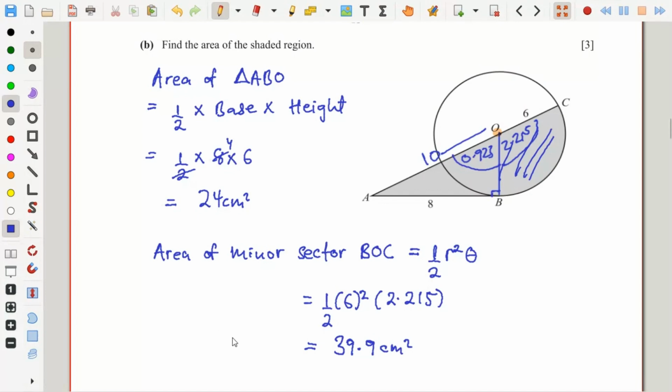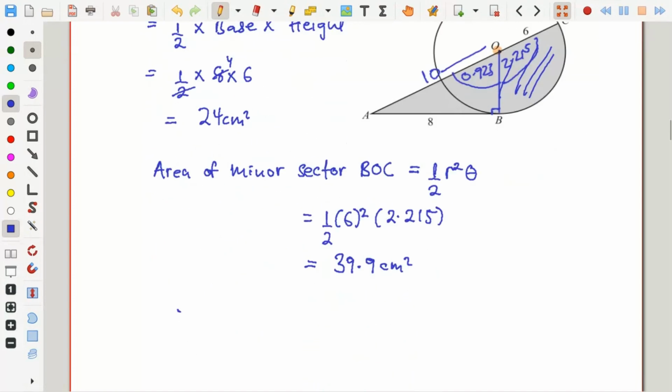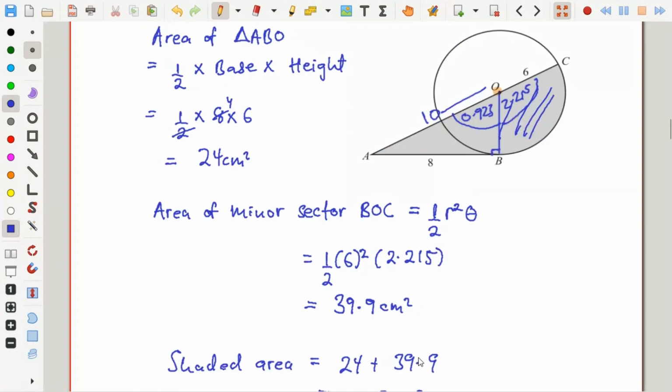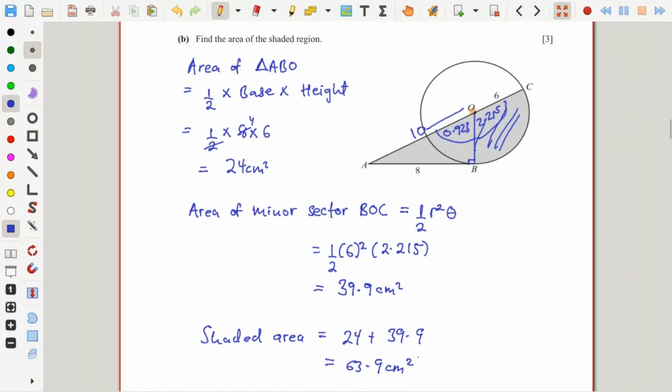We are asking for the shaded area. So shaded area is going to be 24 plus 39.9, which will give us 63.9 cm squared. So that's it.